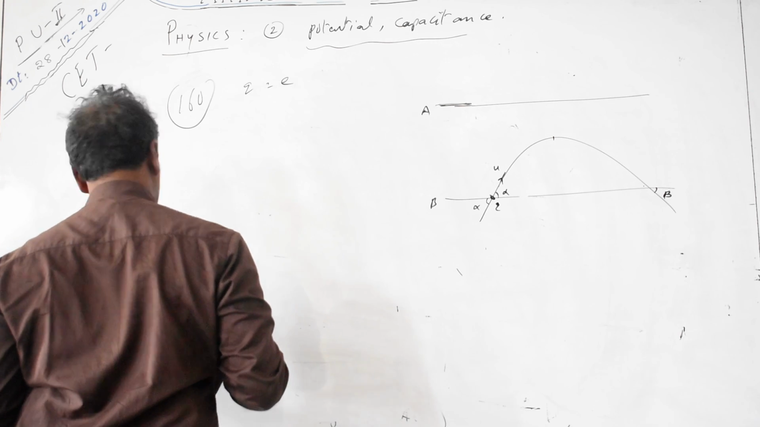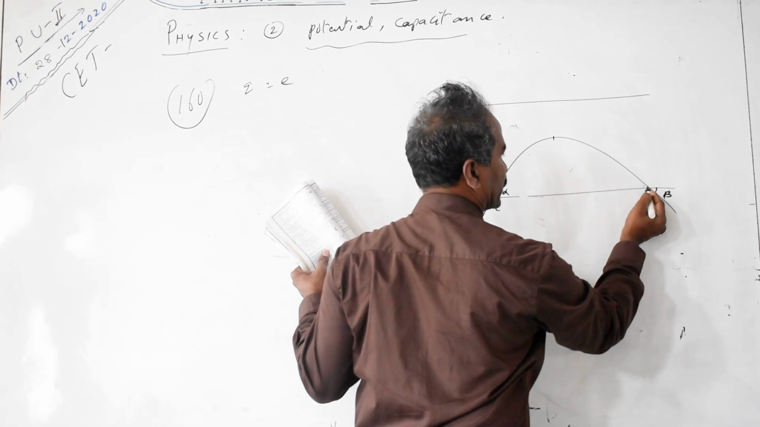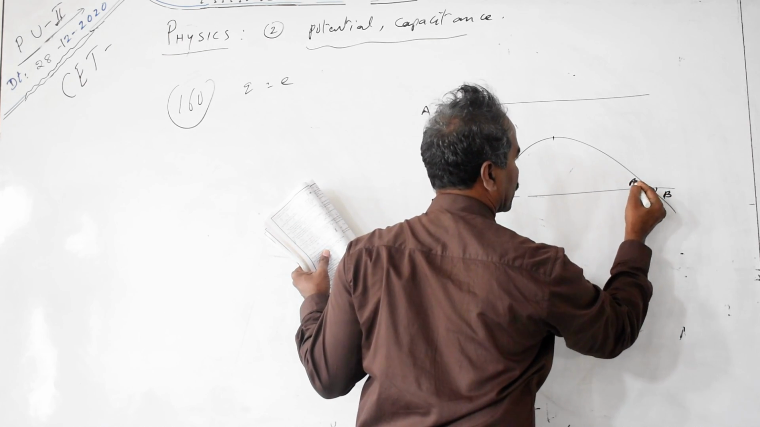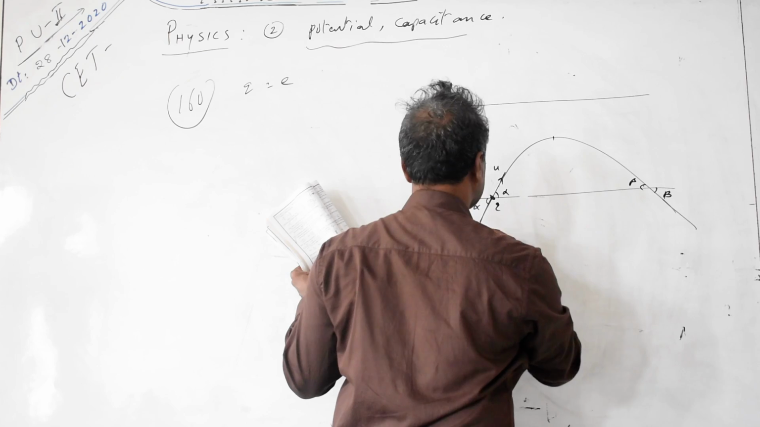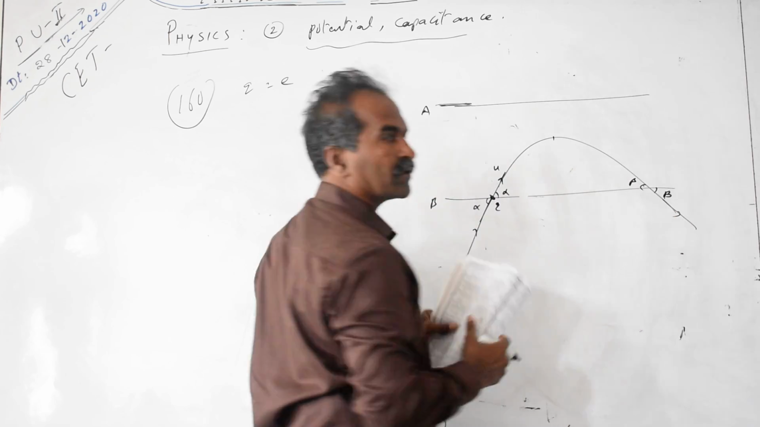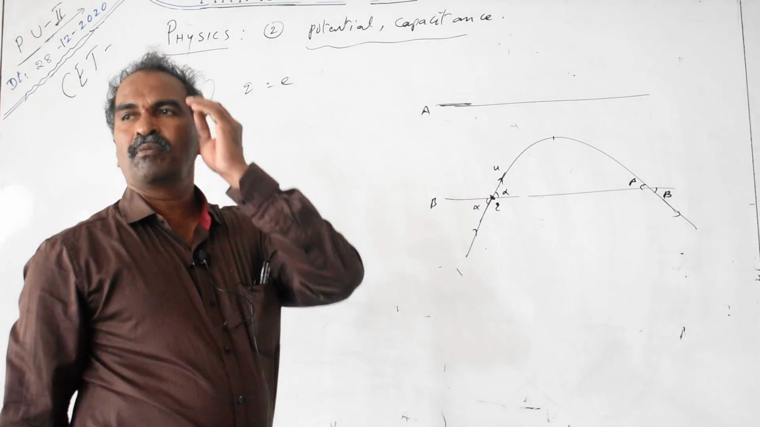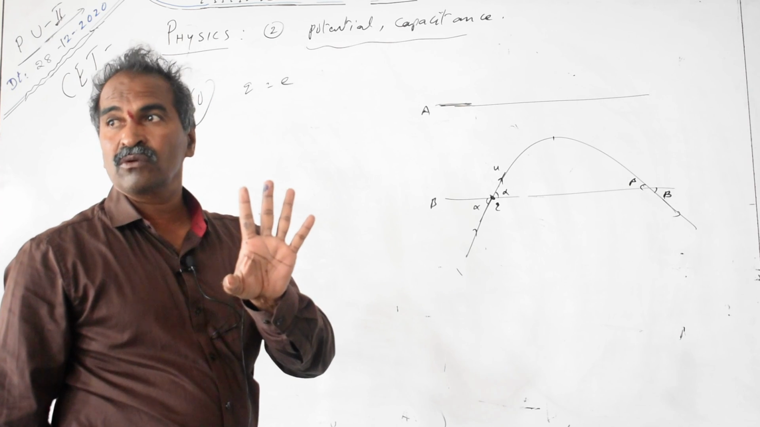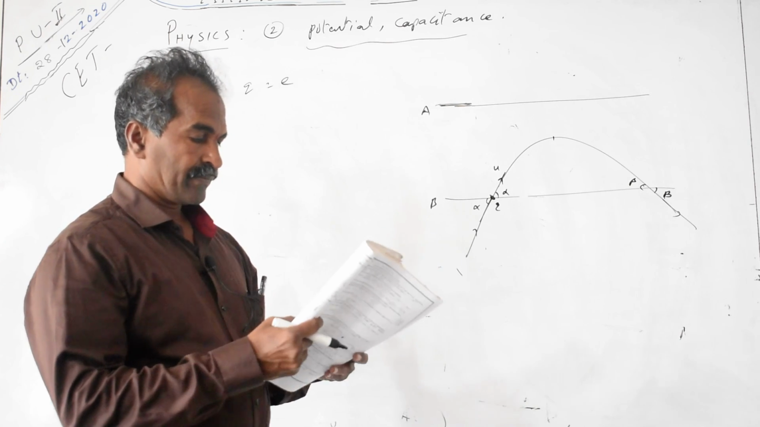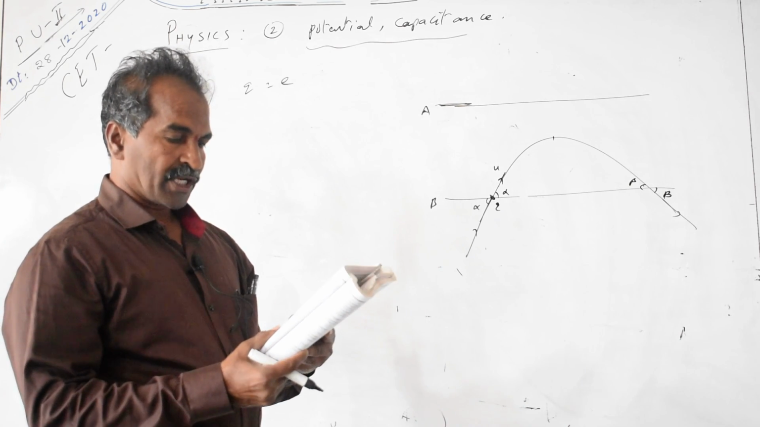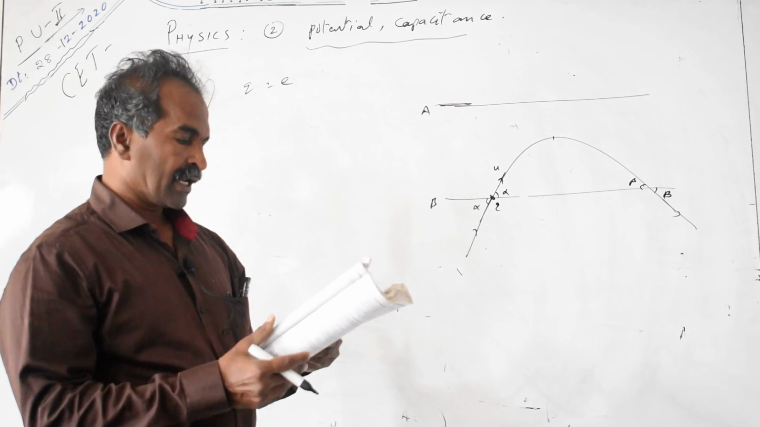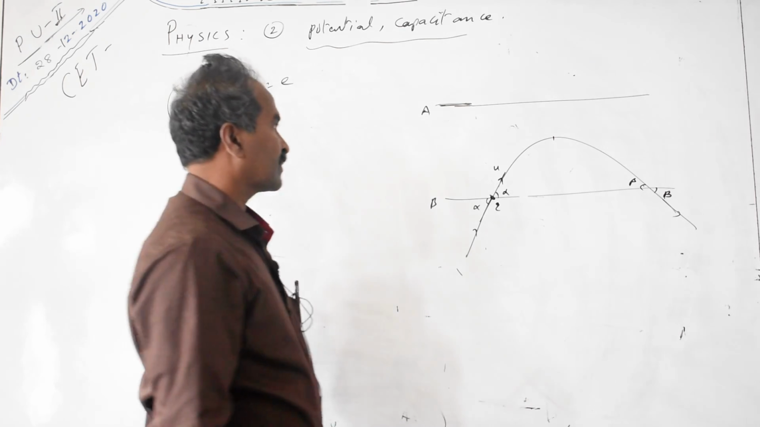The angle is with respect to the normal, not with respect to the plates. This is also beta. It is entering like that, at some angle, and going out. We know the path of a charged particle in an electric field has two possibilities: one is a straight line, or a parabola, only two possibilities. What is the ratio of the kinetic energies while entering and leaving?